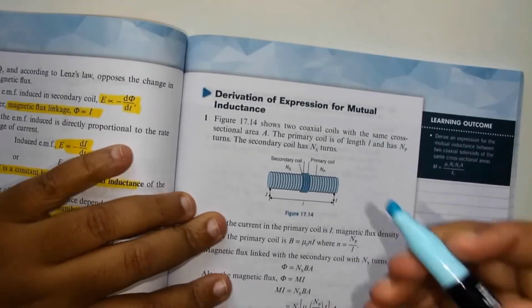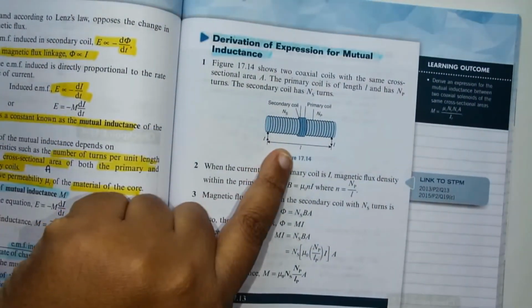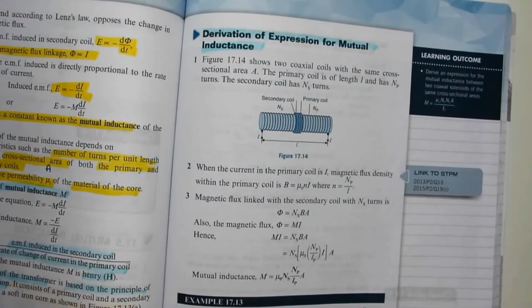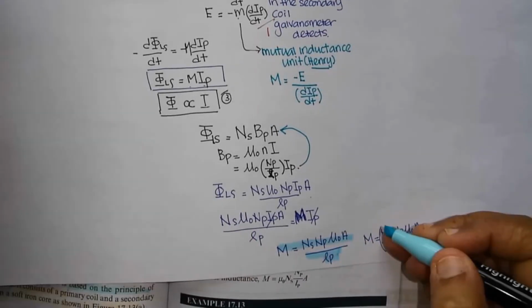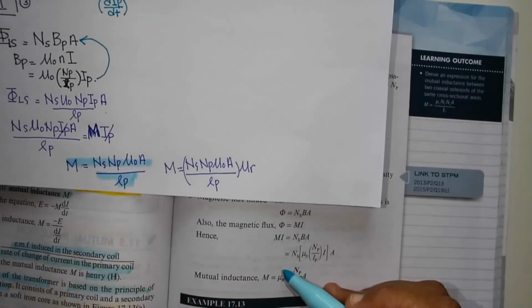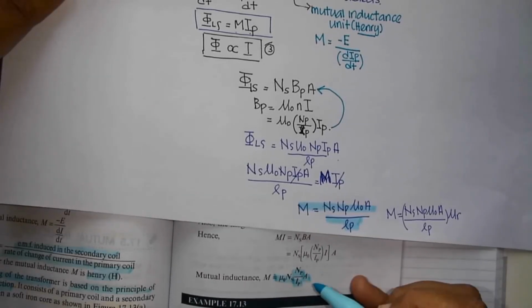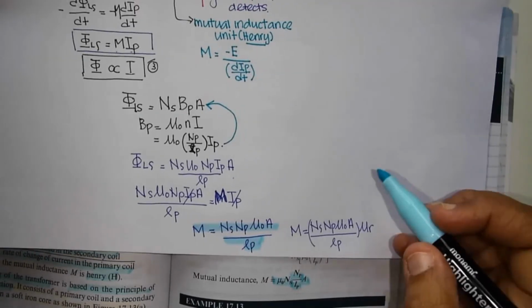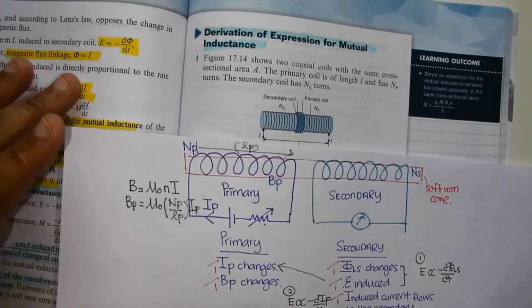Then it comes to the derivation and expression of mutual inductance, where the example taken was this example. But I took the same example and I got the same formula. So M equals mu naught NS NP A over LP. The reason I multiply by mu R is because mine has a soft iron core. So that's why I multiply by mu R.